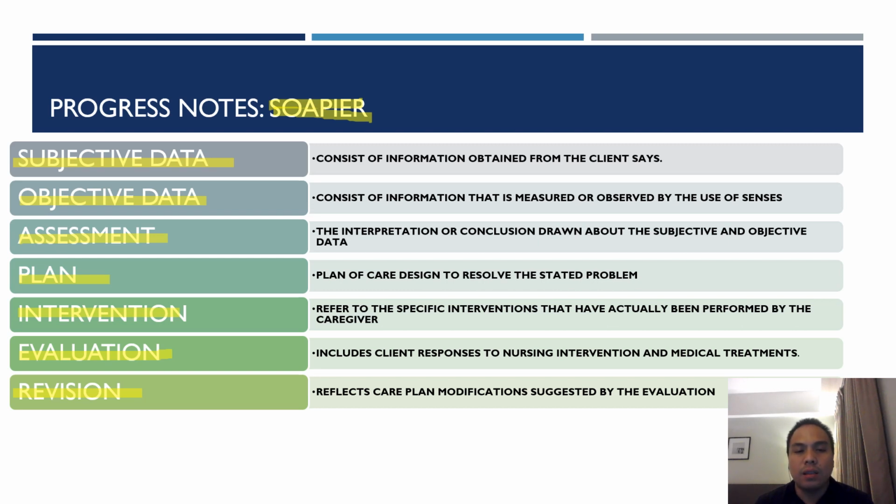And plan is a care designed to resolve the stated problem. So the initial plan is written by the staff member who enters the problem into the record. And next one, we have the interventions. So the intervention refers to the specific interventions that have actually been performed by our caregivers.